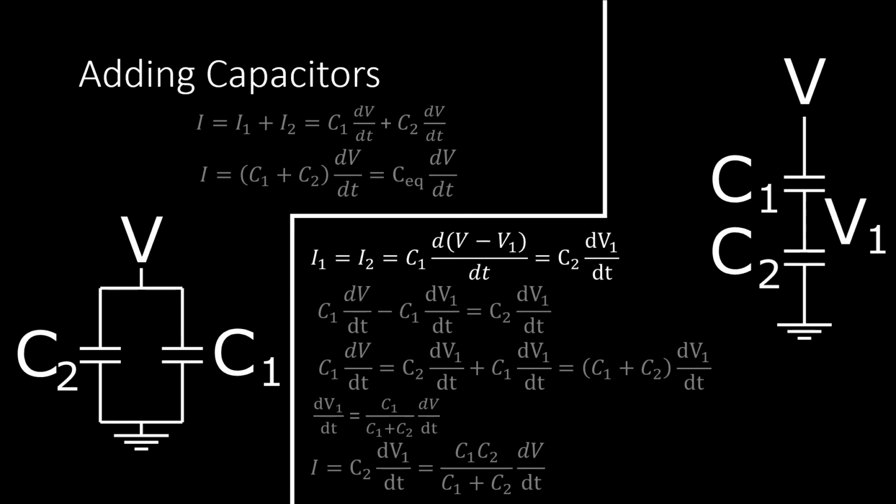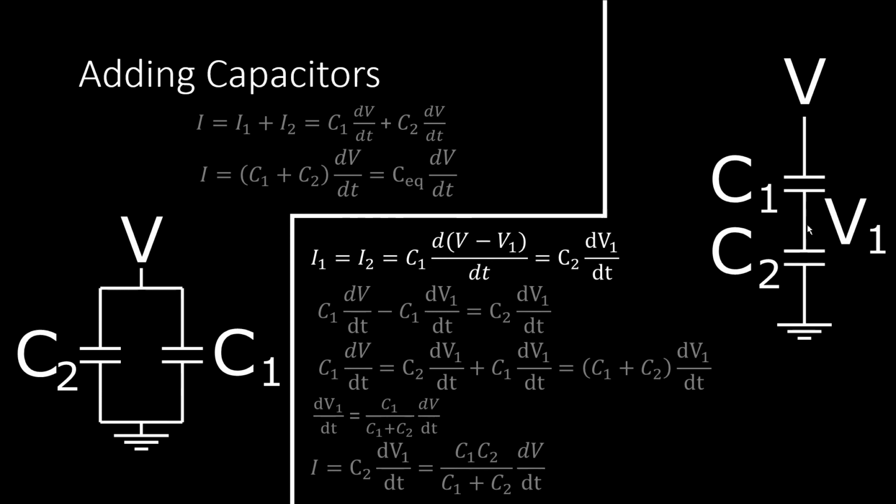So now if we do the same thing for capacitors in series, we know that the current flowing through capacitor 1 has to be equal to the current flowing through capacitor 2 from Kirchhoff's current law. We know that the current flowing through capacitor 1 is equal to its capacitance times the derivative of the voltage drop across it. And here the voltage drop across capacitor 1 is V minus V1. So we take the derivative of that with respect to time.